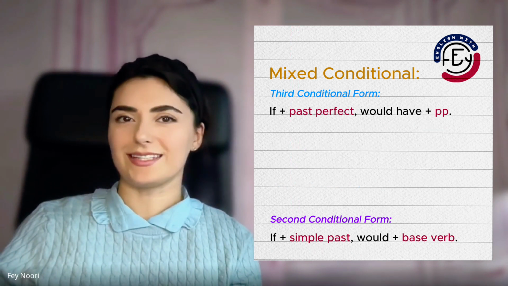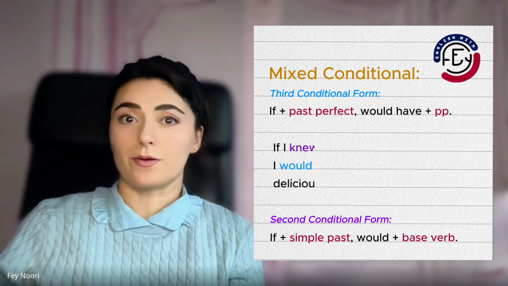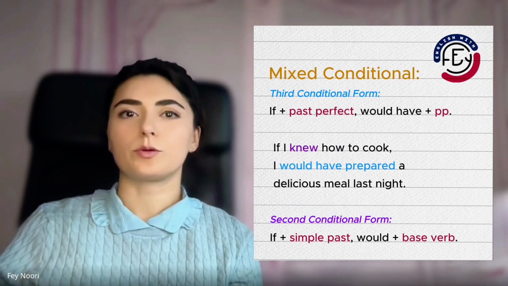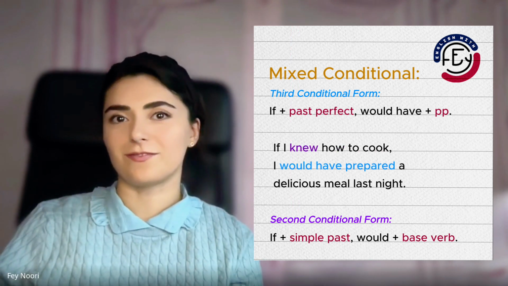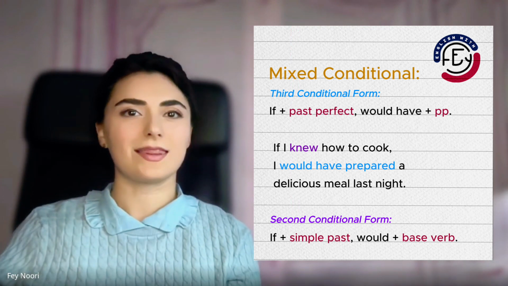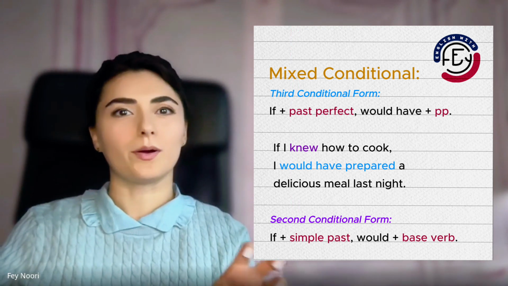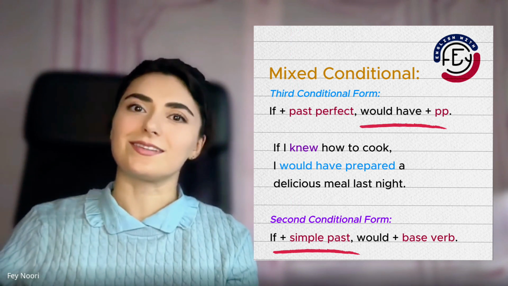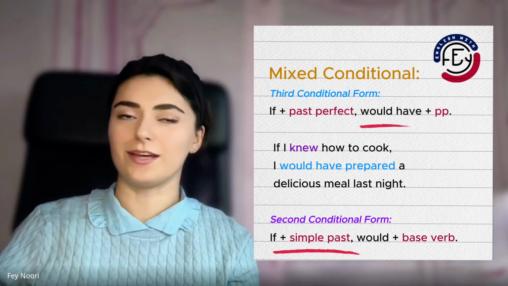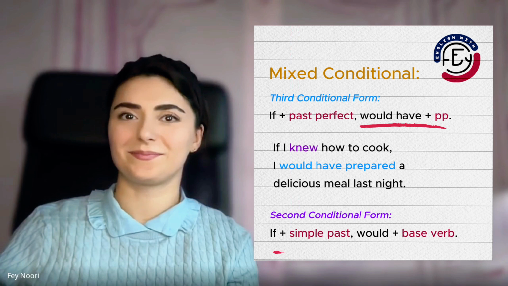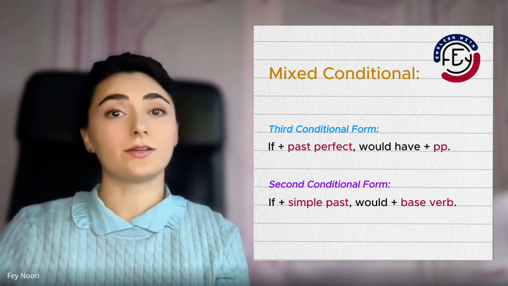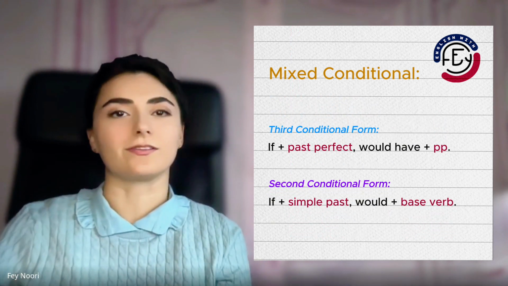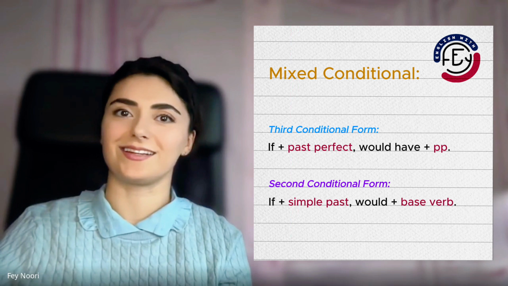I'll give you one last example. If I knew how to cook, I would have prepared a delicious meal for my family last night. In this mixed conditional, we borrowed the if clause from the second conditional and the main clause from the third conditional. I would have prepared a meal in the past. So, if I knew how to cook, I would have prepared a delicious meal for my family last night.